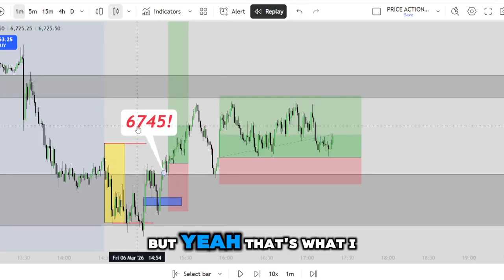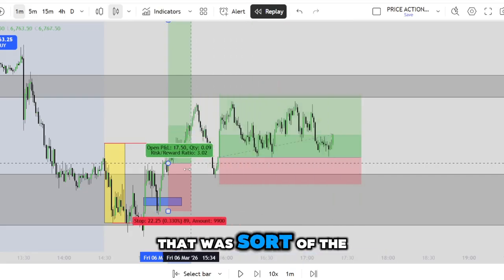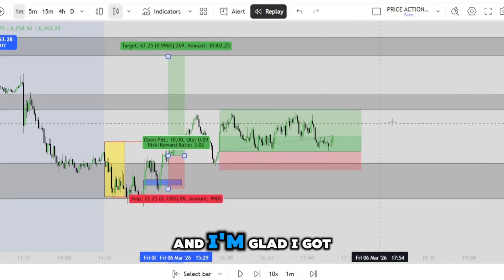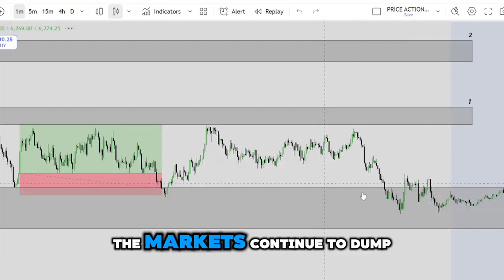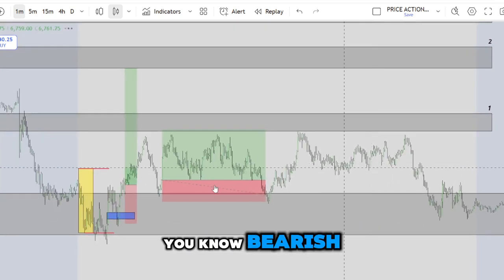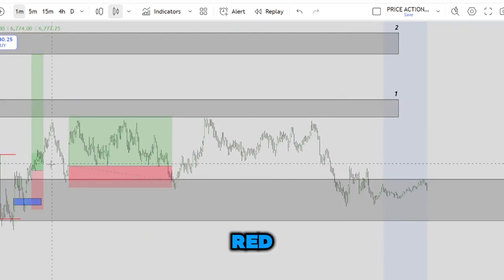But yeah, that's what I wanted to go through on Friday. That was sort of the trades that I was looking at. And I'm glad I got out when I did because the markets continued to dump, bearish. These two trades would have eventually ended in the red, right? If I didn't get out.